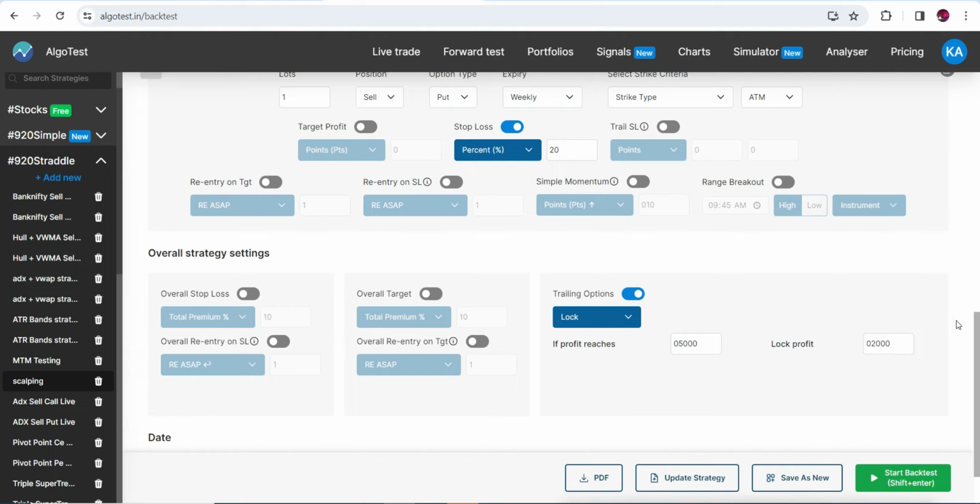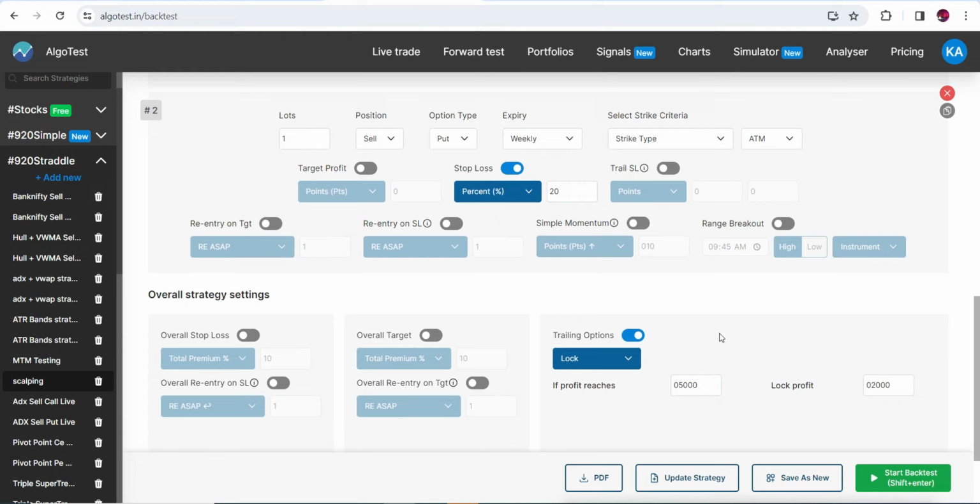So assume we have a very good day and our profit is 5,000 and the market reverses, but I don't want to lose more than 2,000 profit. So here I will enter 2,000 profit. After hitting 5,000, it will lock 2,000 profit. If the market reverses and the profit comes down and reaches 2,000, then it will instantly exit at 2,000. So this is how the lock feature works, it will simply lock your profit.